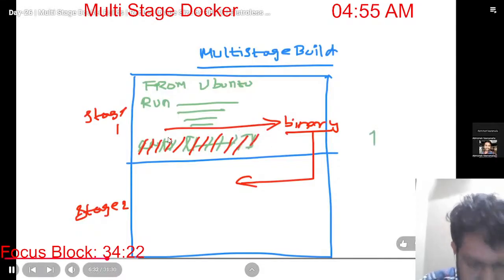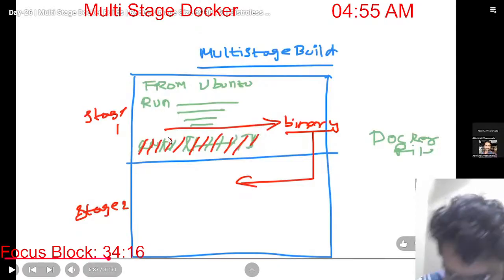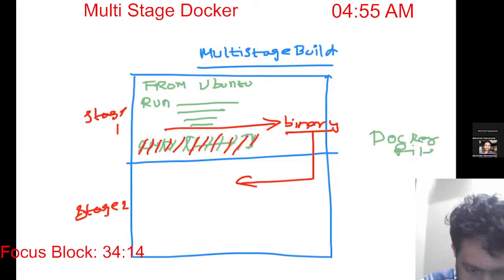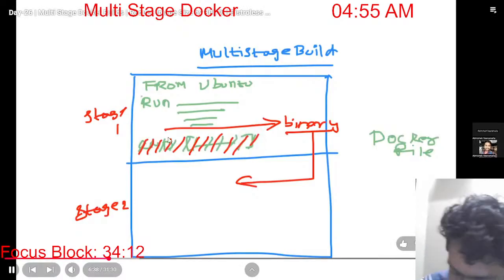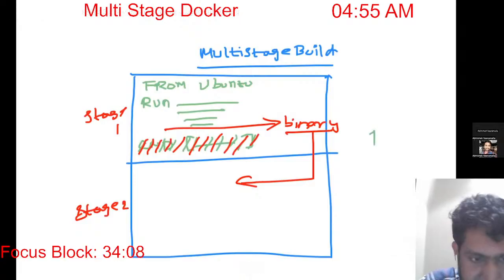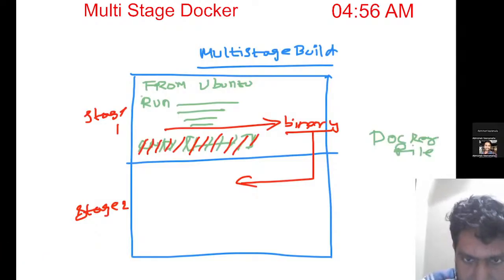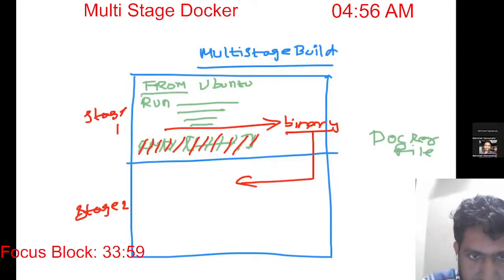Okay, so this will remain as only one single Dockerfile. But what you will do is you will have two FROM statements. So here you will say FROM Ubuntu, and here basically I will choose a very minimal image.